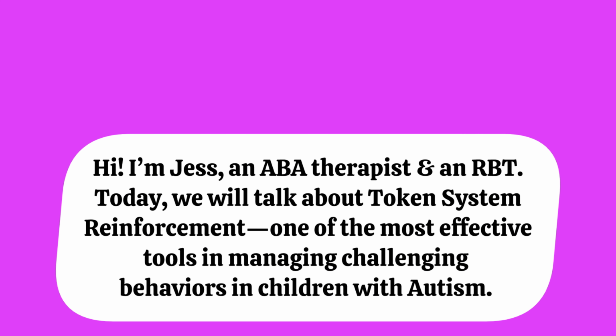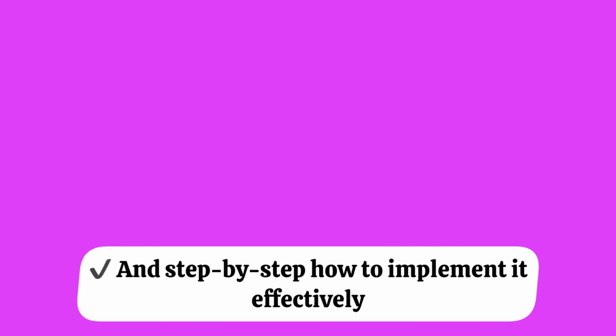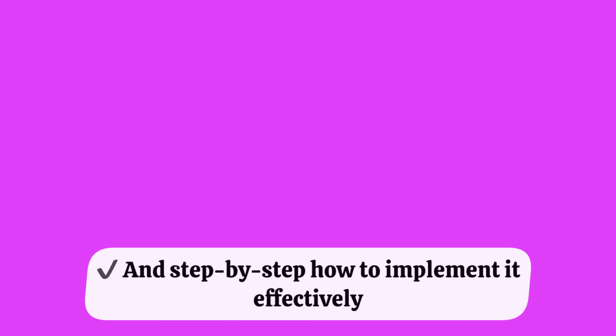Today, we will talk about token system reinforcement, one of the most effective tools in managing challenging behaviors in children with autism. By the end of this video, you will learn what a token system is, why it works, and step-by-step how to implement it effectively.